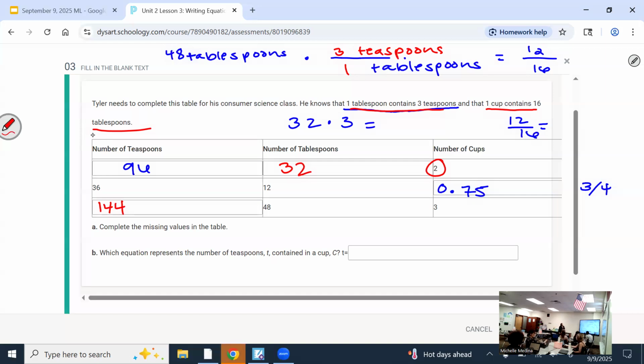Yes. Now this is the hard part. Making the equation to represent what they're specifically asking for. So we want an equation that represents the number of teaspoons contained in a cup. So like, think about when we worked from here all the way back. They don't want you to talk about how you did something with the tablespoons. They want to go directly from cups to teaspoons. So how do we want to do that?